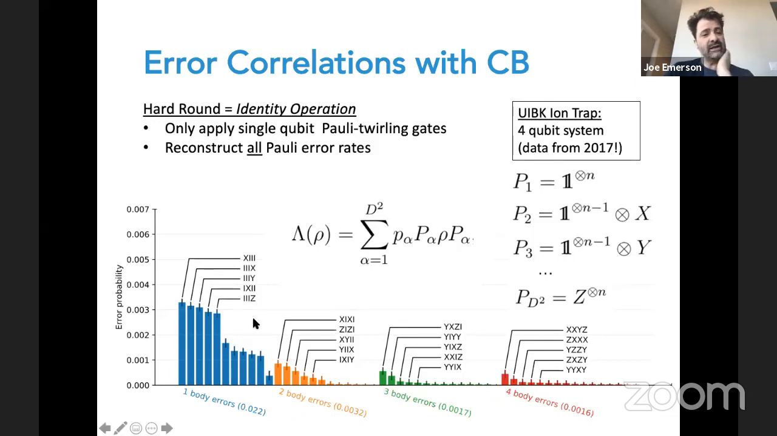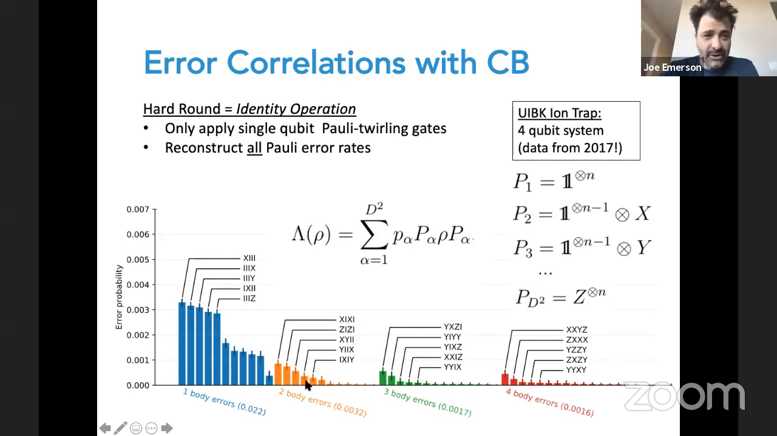And then what you find is, in blue, you find the one-body errors. So the biggest error they see is this 0.3% probability of an X error on qubit 1 and no errors on qubits 2, 3, and 4. The second biggest error is a bit flip error on qubit 4 and no errors on the other qubits, and so on. But where this gets interesting, I mean, of course, that's great information for improving your pulse design.